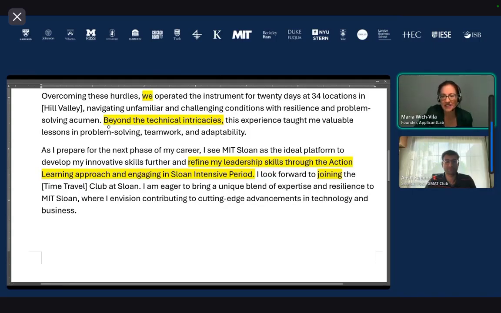So as I prepare for the next phase of my career, I see MIT Sloan as the ideal platform to develop my innovative skills further and refine my leadership skills through the action learning approach and engaging in the Sloan intensive period. Now, most schools are going to ask, why do you want to come to our school?